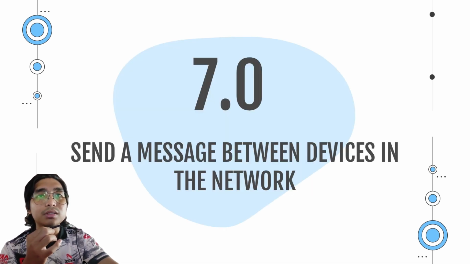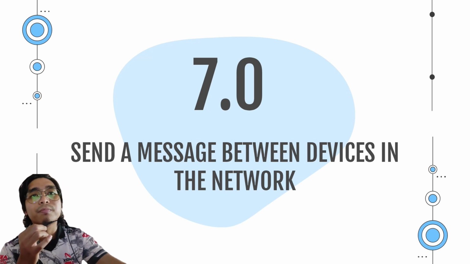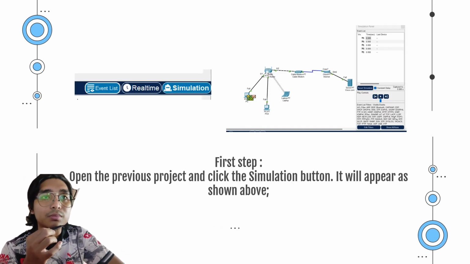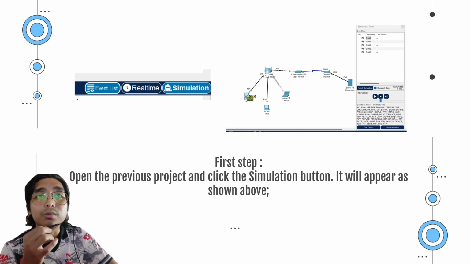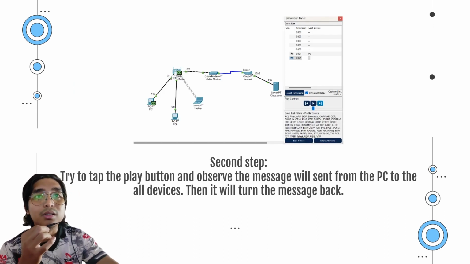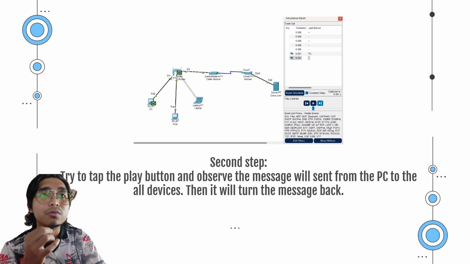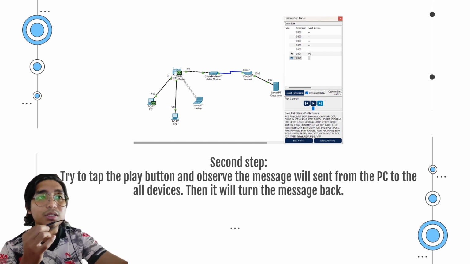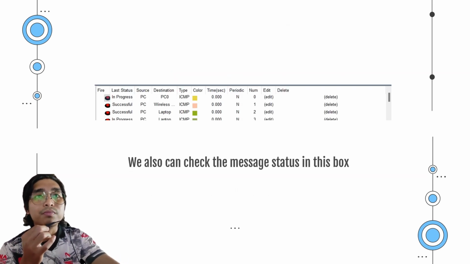Okay, next, send messages between devices in the network. So how do we send messages between the devices in the network? Firstly, we need to open the simulation button in our previous project. It will appear as shown in our presentation here. So try to tap the play button and observe the message being sent from the PC to the other devices. Then it will return the message back. We can also check the message status in the box below.